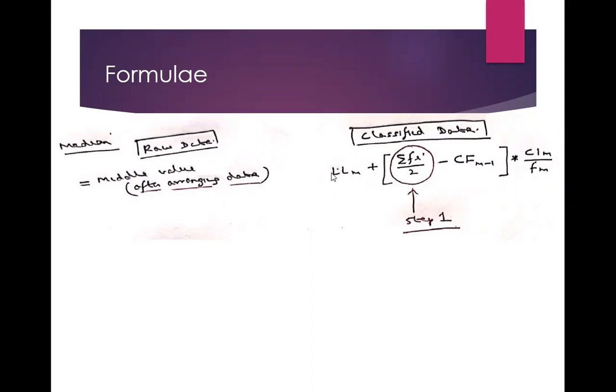It is like the lower limit of median class, LLM, plus this term. And this term is the multiplication of these two terms, and this summation fi by 2 is step 1. I'll describe it in a little more detail in my next slide. And the CFM minus 1 stands for cumulative frequency of previous class. The CI stands for class interval of median class, and FM stands for frequency of median class.